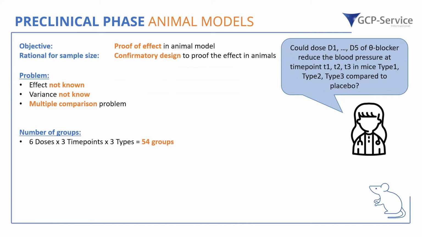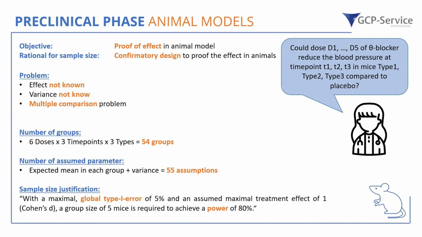For example, when we have just 6 doses, 3 time points, and 3 types of mice, we will have 45 groups we want to investigate. And when we then remember that we have to make some assumptions regarding the treatment effect, and also have to estimate the variance, we will have 55 assumptions we must make prior to the study, although the medication is never tested in any body before. So this is some kind of a dilemma, but this is how it works at the moment.